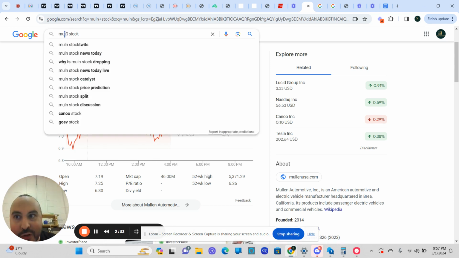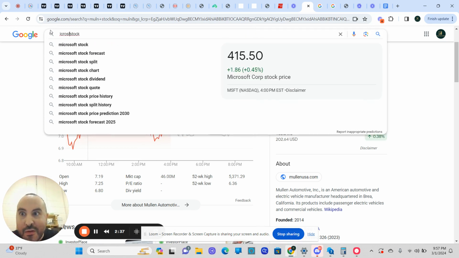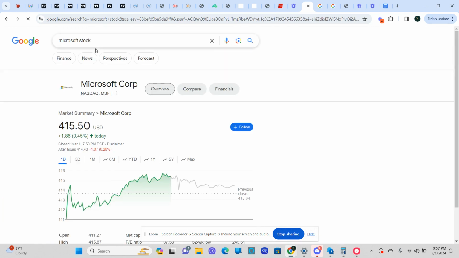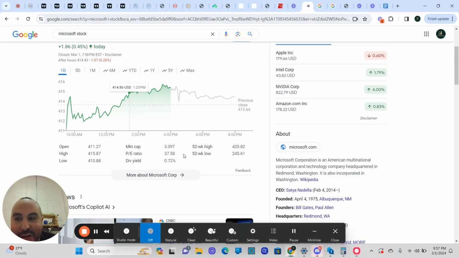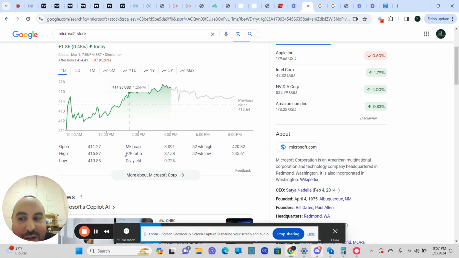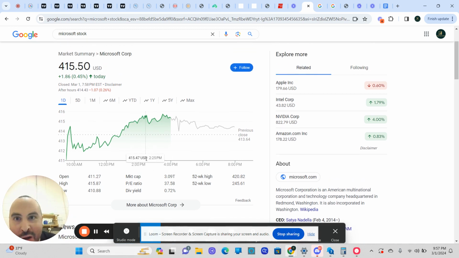For instance, if we look at a company like Microsoft, it has a $3.09 trillion market cap. So that's considerably higher than Mullen.